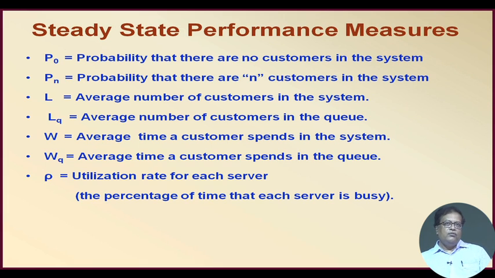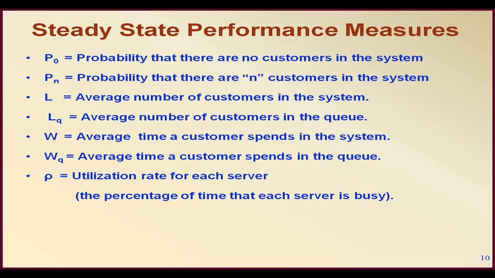Now, I was talking about different performance measures. What are these performance measures? Let us look at P0, the first performance measure, it means probability that there are no customers in the system. Pn, probability that there are n customers in the system. L, average number of customers in the system. LQ, average number of customers in the queue. W, average time a customer spends in the system, and WQ, average time a customer spends in the queue. Finally, there is a parameter called rho, which is utilization rate for each server, or in other words the percentage of time that each server is busy.